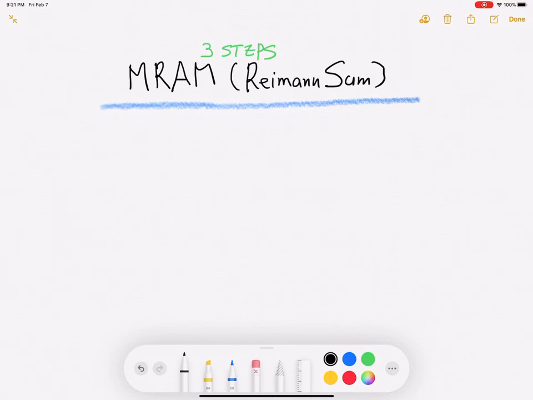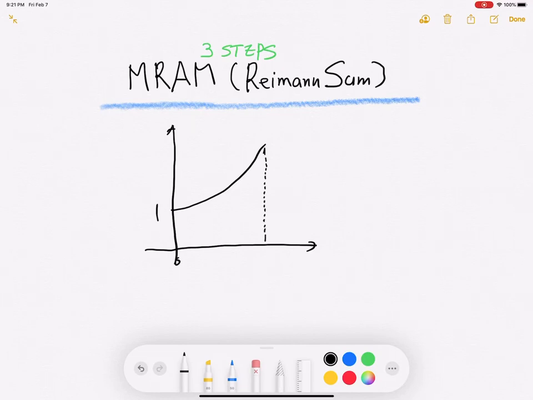I'm going to use the same function y equals x squared plus 1. The graph looks like this. X-axis and y-axis, and the graph is a parabola. Y-intercept is 1. I'm going to find the area under the curve from x equals 0 to x equals 1 of f(x) equals x squared plus 1.